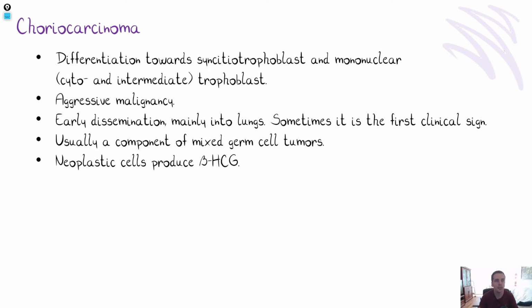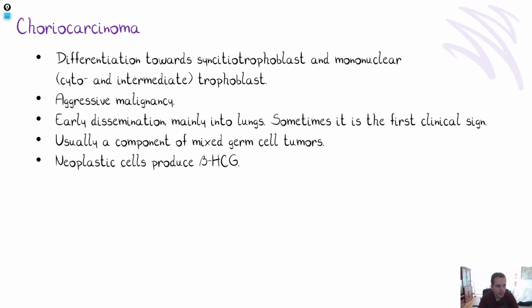And last but not least, we've got choriocarcinoma. Choriocarcinoma is a malignancy that differentiates towards trophoblast. Both syncytial trophoblast and mononuclear trophoblast, which means cytotrophoblast and intermediate trophoblast. And both components are necessary for the diagnosis. So for the diagnosis, we need a syncytial component and a mononuclear component.